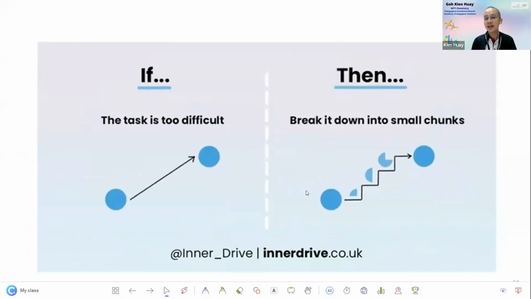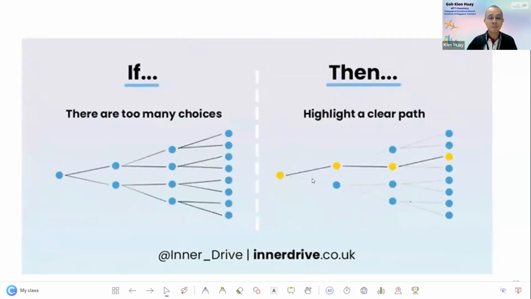Sometimes the task is too difficult. For example, in a particular question, there's no scaffolding. So one way is we can break it down into small chunks with either scaffold questions or scaffold diagrams to allow them to break down the task from a huge one to something that is manageable. When there are too many choices for our students, they can also get paralyzed, which we all experience. The other way is to highlight a clearer path to them, that this is the way you may want to consider your learning. And I think SLS allows us to do that very effectively with the use of subgrouping.